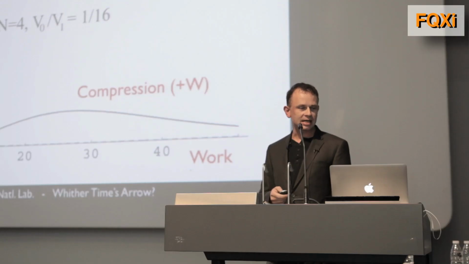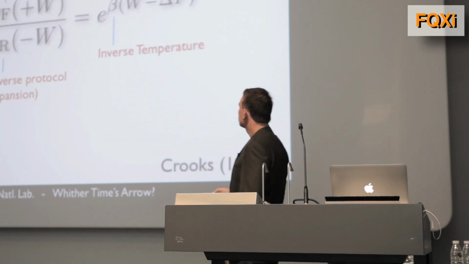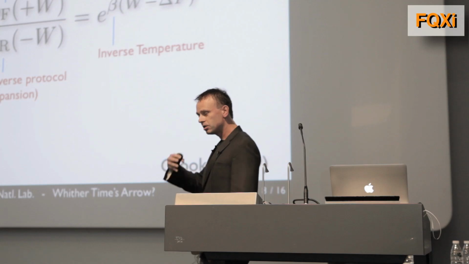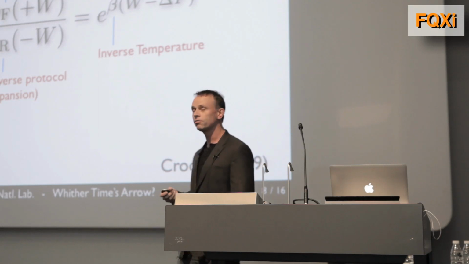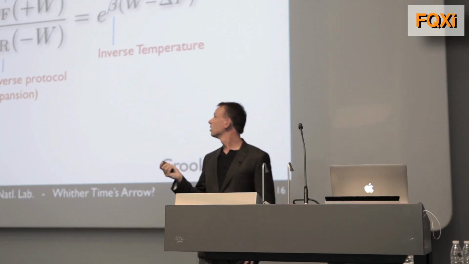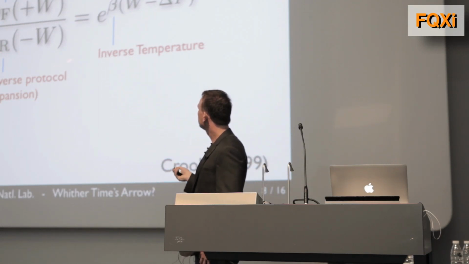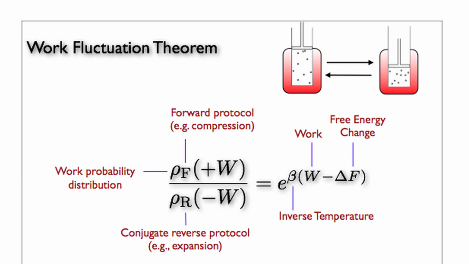So why is that? Well, it turns out there's a deeper symmetry in these work distributions. The work distribution for the forward process already embeds the entire work distribution for the corresponding reverse process. So if you know the work distribution for compression, for example, that's a forward process here, and that's related to the probability distribution of the reverse process by this equation. Okay, so why is that true?